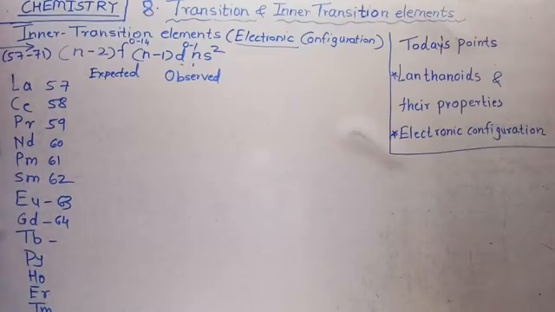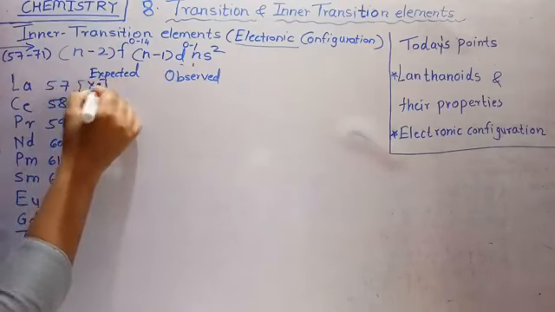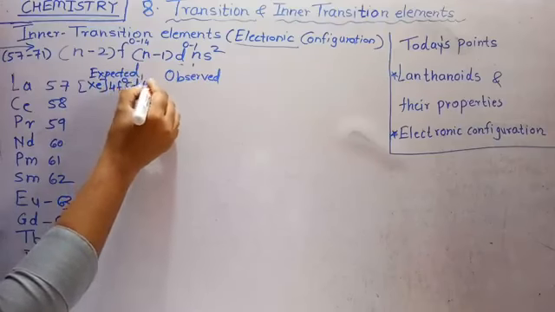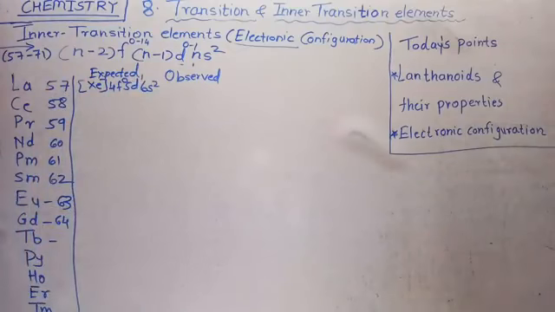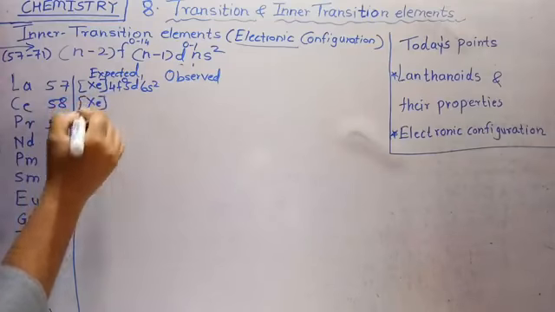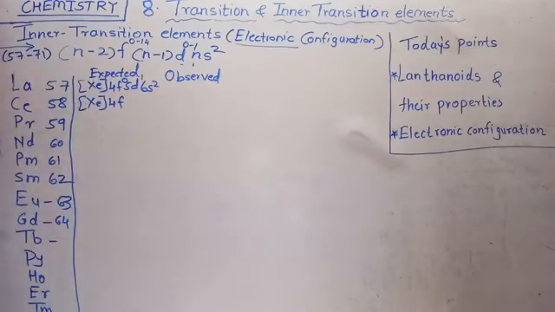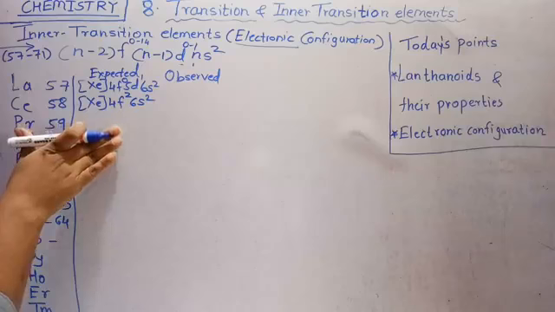Lanthanum contains a total of 57 electrons. The first expected electronic configuration of lanthanum is xenon core 4f0, 5d1, 6s2. The next one is cerium, which contains 58 electrons and has the electronic configuration xenon core 4f2, 6s2. There are no electrons in 5d for cerium.